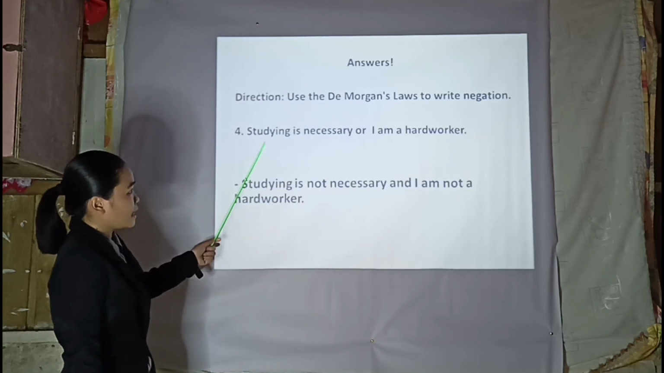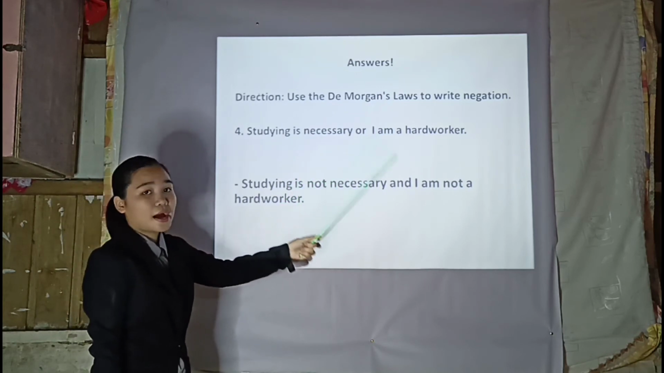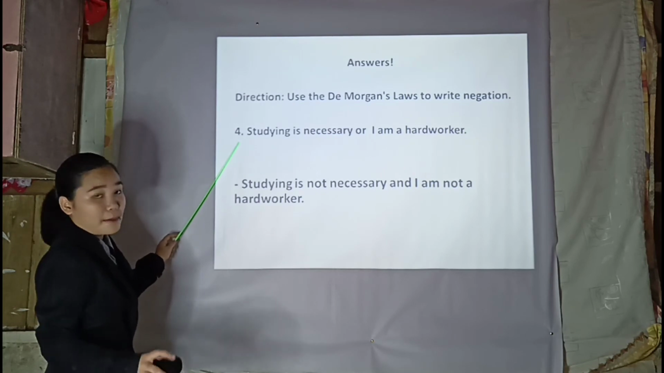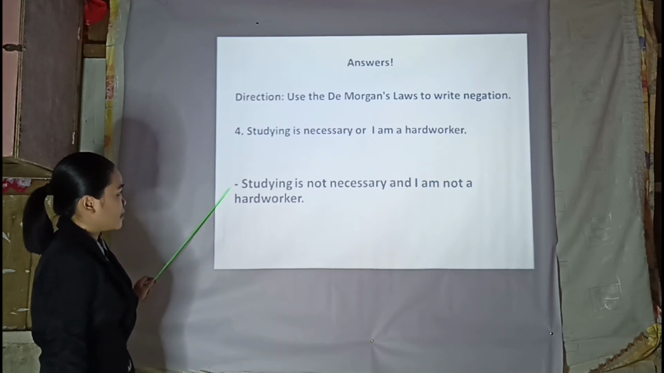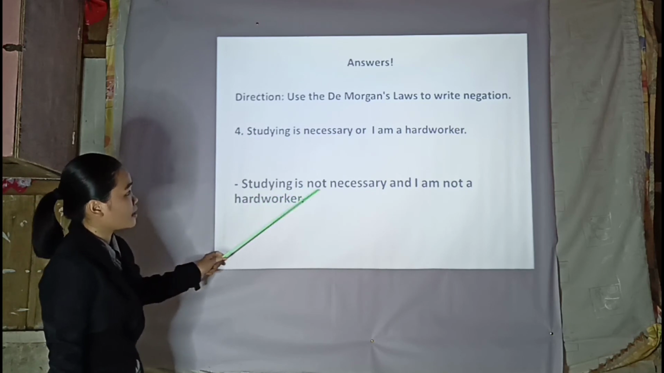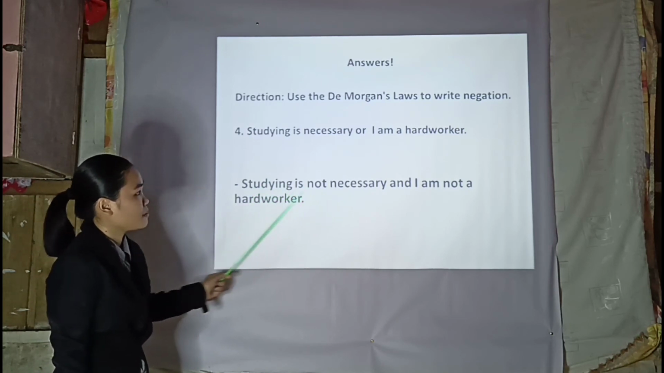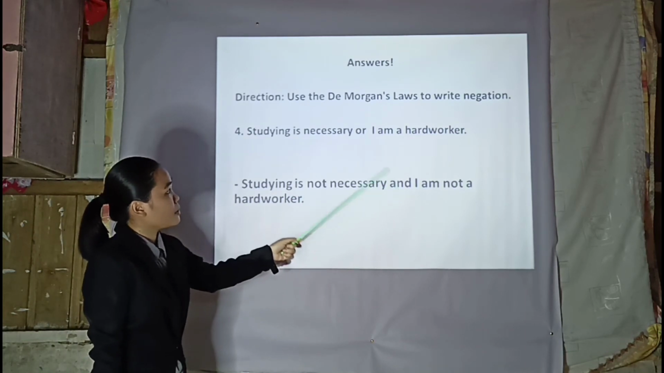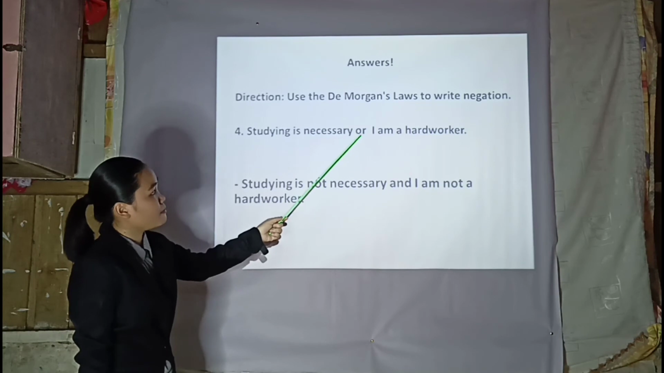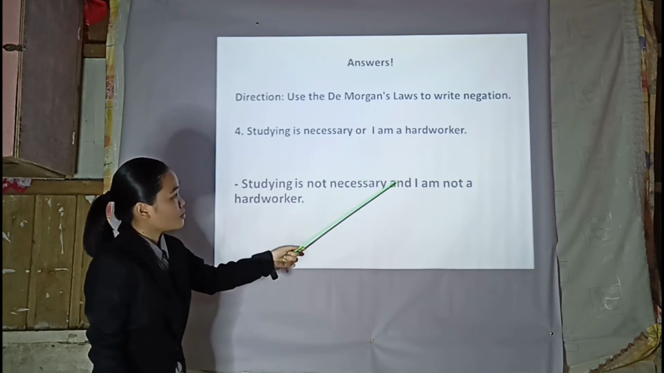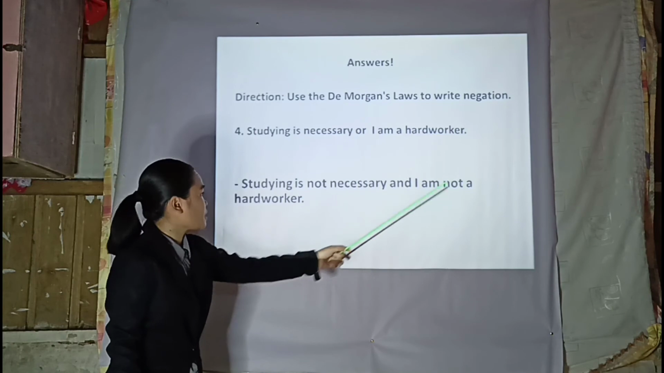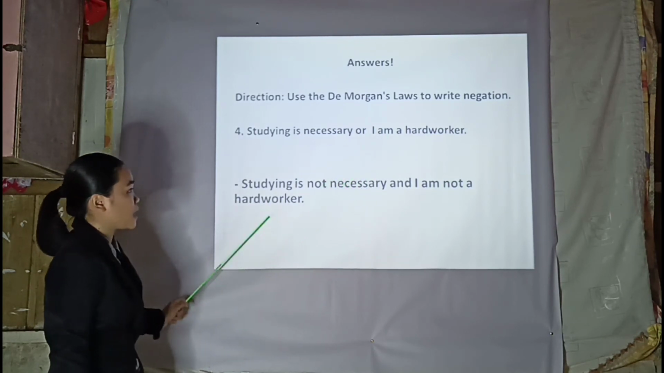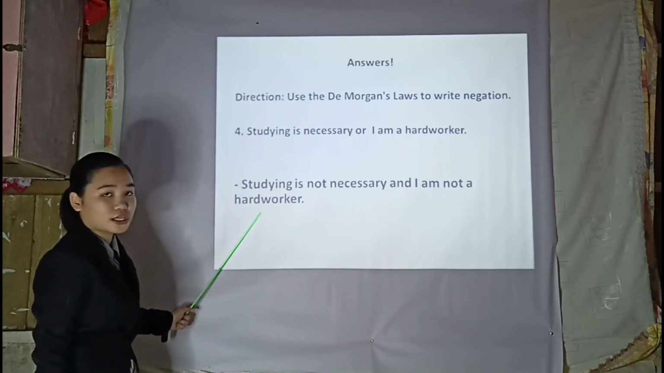Next: studying is necessary or I am a hard worker. The statement here is positive, so we will negate it. It becomes studying is not necessary. So the statement here is negative. And we will use and because from the statement above we use an or connective. So it becomes and I am not a hard worker. From the positive I am a hard worker, it becomes I am not a hard worker.